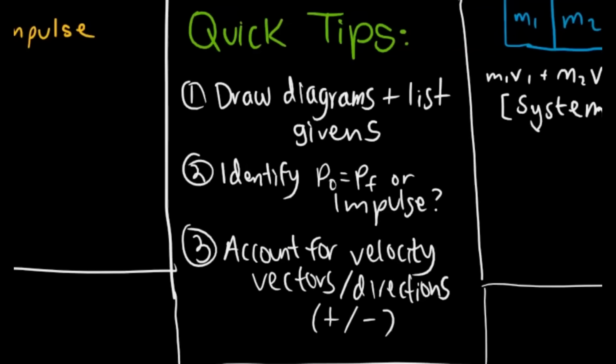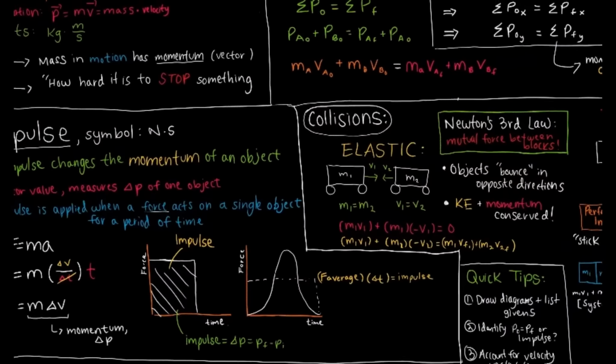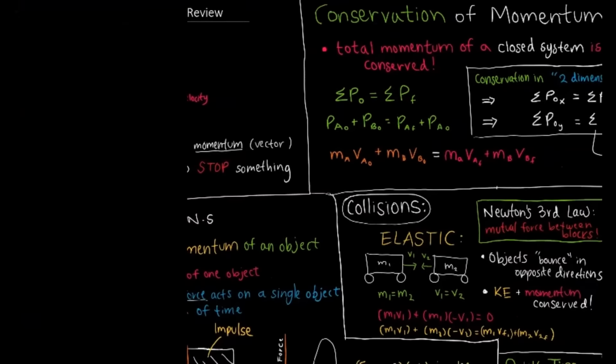And now just some final things, quick tips for momentum problems. Make sure you draw your diagrams and list the givens always for any type of problem. Identify whether there's impulse or conservation of momentum. It'll help you get started with problem solving. And then you also want to account for velocity vectors and directions. That's super important, especially for collisions. I mean, it can absolutely make the difference.